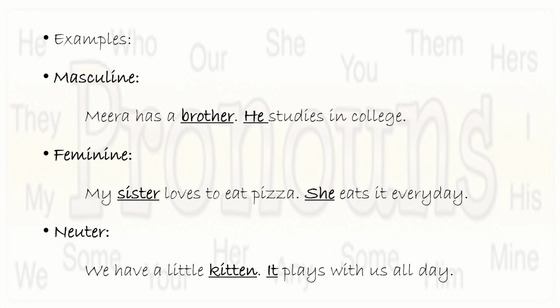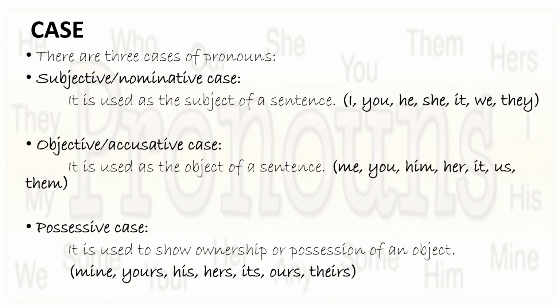We have a little kitten. It plays with us all day. We cannot say she plays with us or he plays with us. Generally, kittens don't have a gender. We don't assign a gender for them. So they are neuter gender. So we say it plays with us all day.